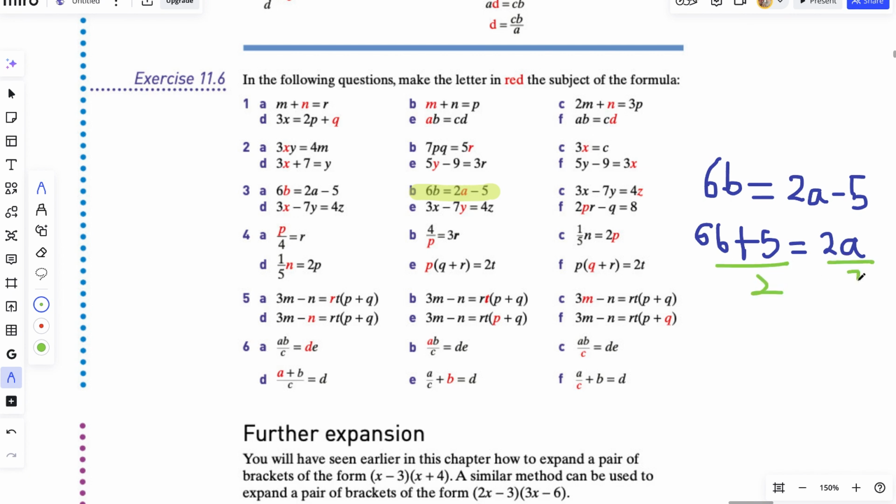The 2s we introduce here, we cancel these 2. And then a is now equal to everything here, and that's your answer. So you can simply say a is equal to 6b plus 5 over 2. Is that okay? So these are simple revision that you find.